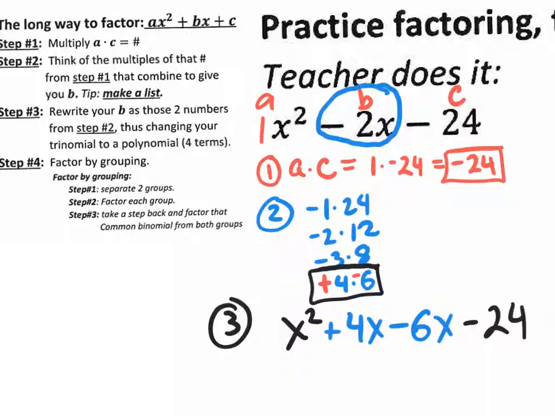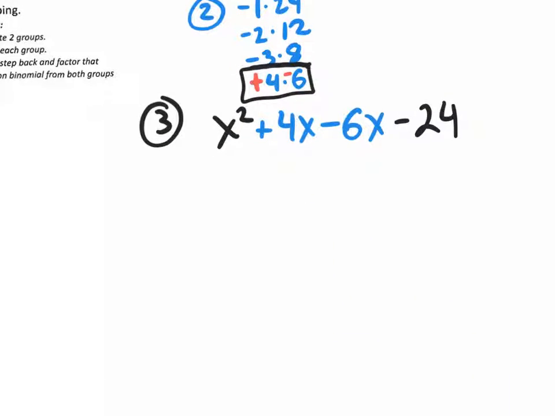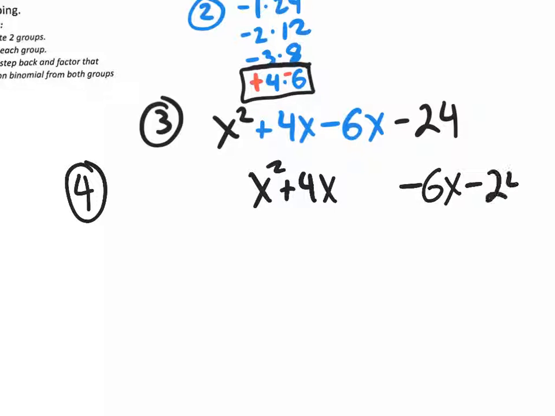So let me zoom in on this, and let me factor by grouping. So step 4 is to do factoring by grouping. Let's separate it into two groups. X squared plus 4x, minus 6x minus 24. And then you look at your first group. What could you pull out of your first group? What's in common in your first group? An x. If I pull out an x, what's left over in those parentheses? X plus 4. You guys are doing great.